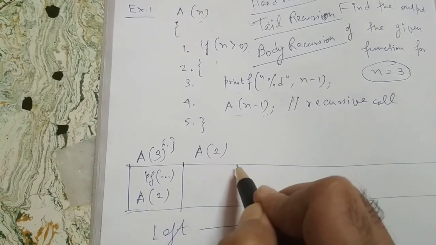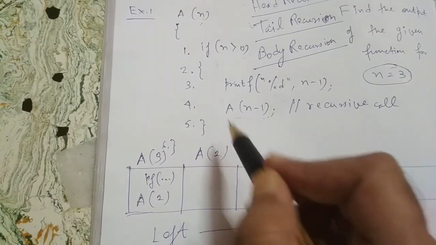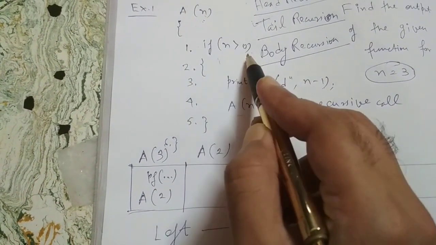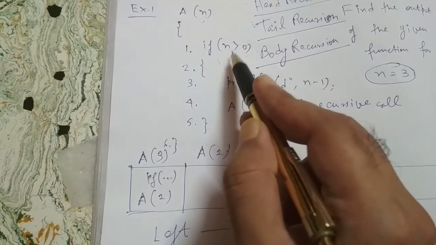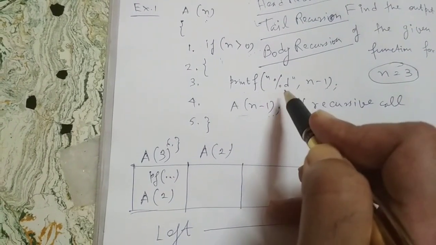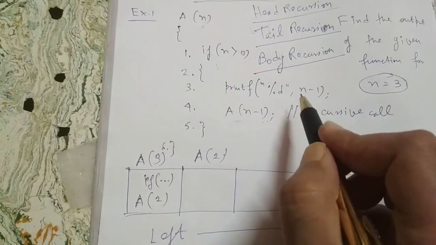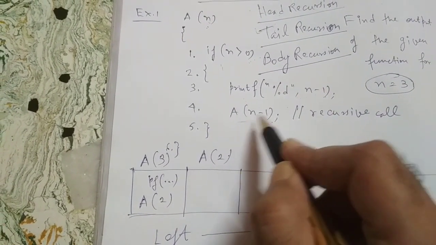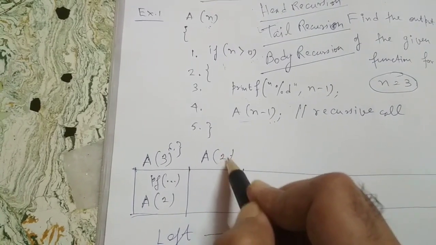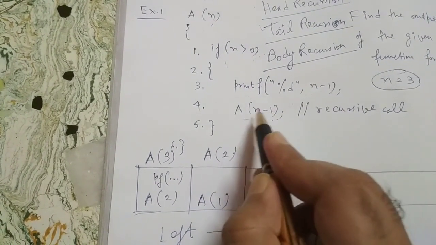So you make an activation record inside the stack for a of 2. Now again, you go back up and check, is n greater than 0? What is n now? 2. So is 2 greater than 0? Yes. So you come inside and you print. What do you print? 2 minus 1. So you print 1. After you print 1, what do you do? You make a call to n minus 1. The value of n is 2, so you will have to make a call to 1.